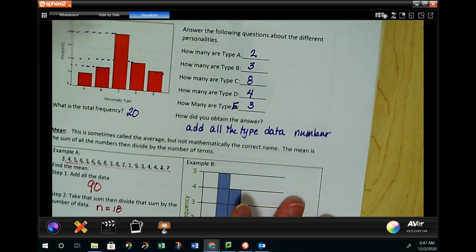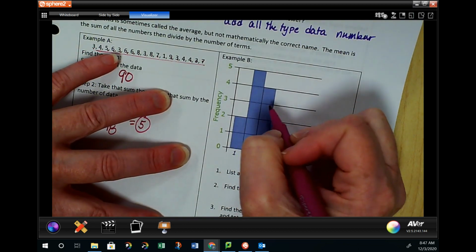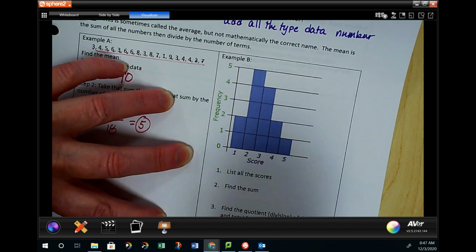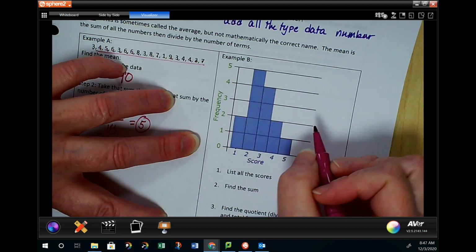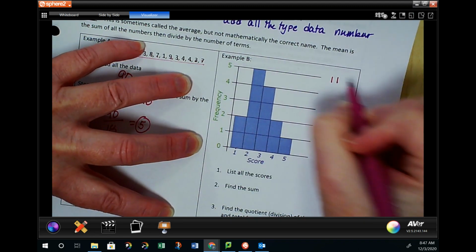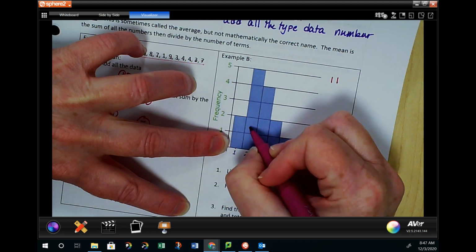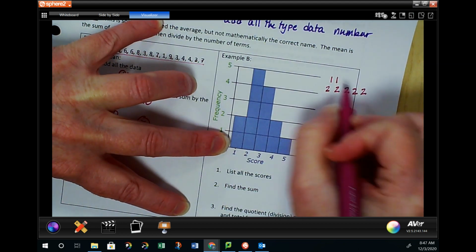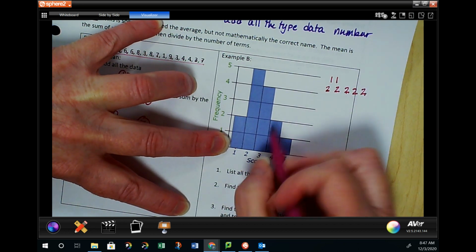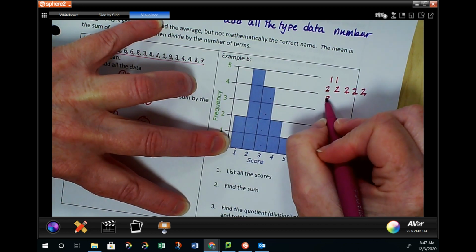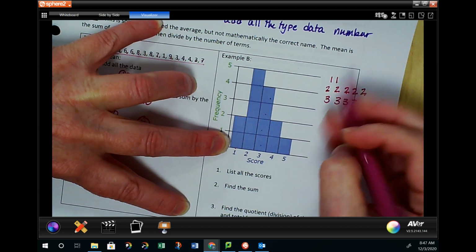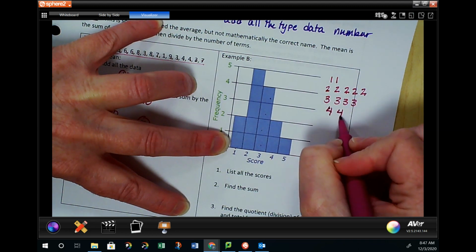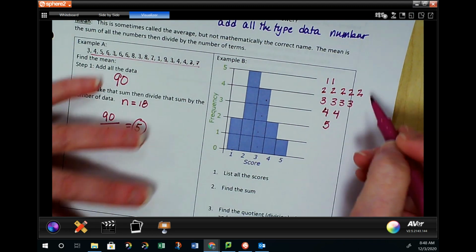So this time, this one's a little different. This time you have just a bunch of scores, and I give you the frequency table first. So I'm going to list my numbers. I have 2 1s, so I'm going to have 1 and 1. And then how many 2s? 1, 2, 3, 4, 5. So I've got 2, 2, 2, 2, and 2. How many 3s? 1, 2, 3, 4. And then I've got 1 5. And then how many 4s? I've got 2 4s and 1 5. So those are all of my numbers.